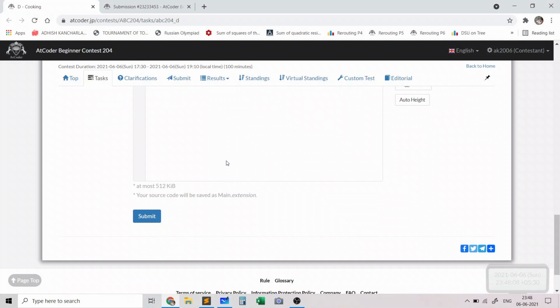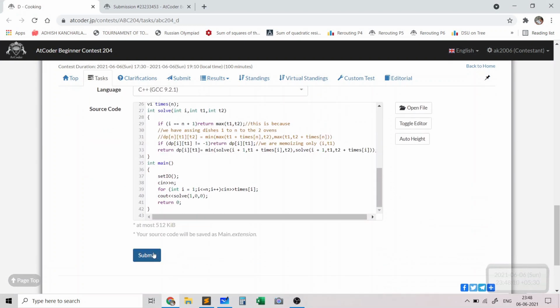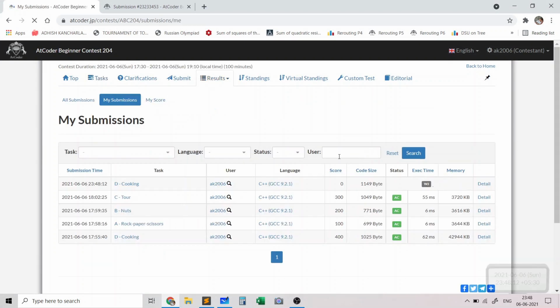And let's just submit this code to see that it gets accepted. So as you could see, my code got accepted. I hope you like the problem and my solution to this problem.